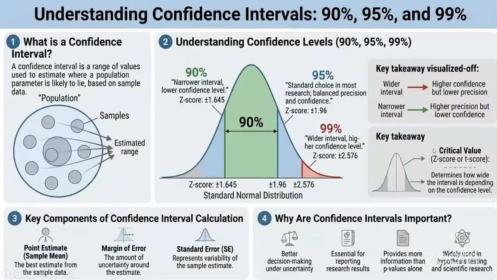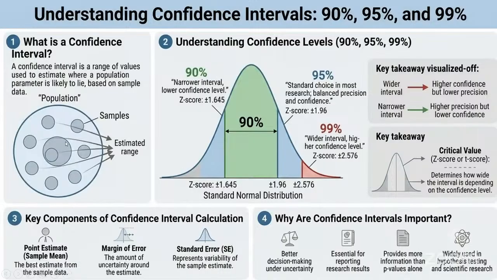Then we will understand confidence intervals. A confidence interval is defined in terms of 90%, 95%, or 99%. We know that it is a range of values that is used to estimate the population parameter, based on sample data.